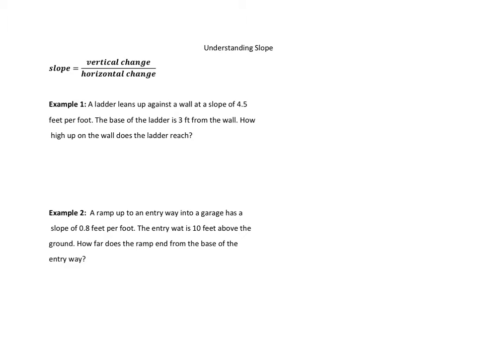So in this first example, it says a ladder leans up against a wall at a slope of 4.5 feet per foot. The base of the ladder is 3 feet from the wall. How high up on the wall does the ladder reach? To get an idea of how this would look, we have a ladder leaned up against some wall, and we know the ladder is 3 feet from the wall.